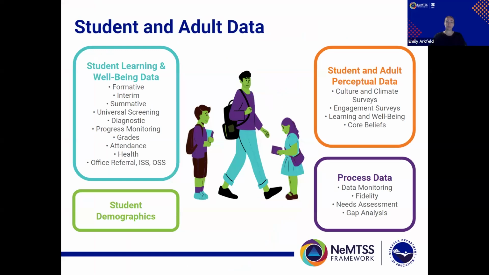Collaborative teams will want to consider both student and adult data in their decision-making process. As we've talked about, student and adult data can come from multiple sources. These sources include student learning and well-being, student and adult perceptual data, student demographics, and process data. And when analyzing data, collaborative teams also need to be analyzing with a critical lens to make sure that students from each demographic group are achieving similarly to their peers in other demographic groups. As an example, collaborative teams can ask, are students that are identified as needing special education support achieving similarly to their peers that do not qualify for special education support?